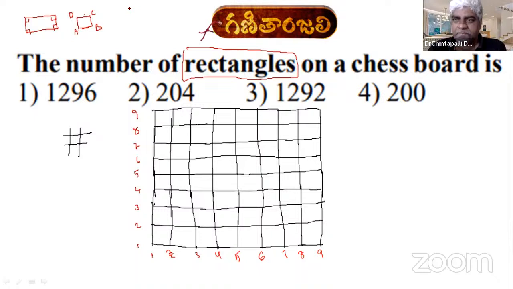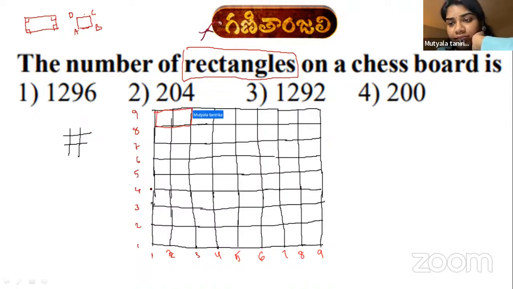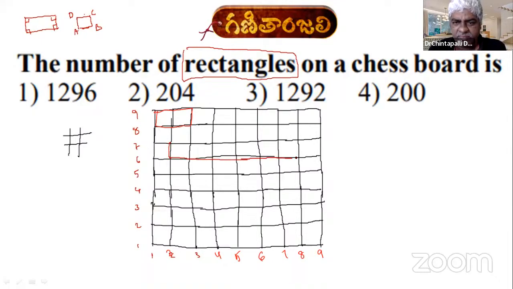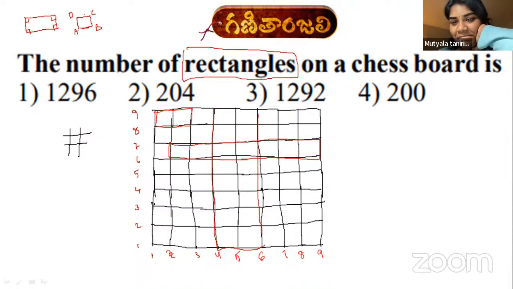Mark a rectangle on the board. That's a rectangle. Yes, sir. And you know, it is also a rectangle. Agree? Yes, sir. And it is also a rectangle. In such a way, how many rectangles can be marked on this board?